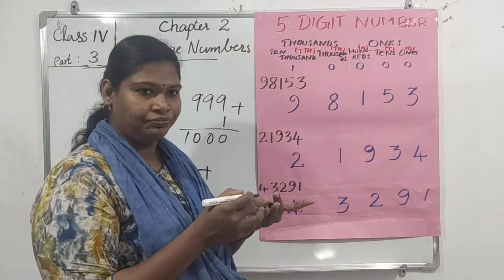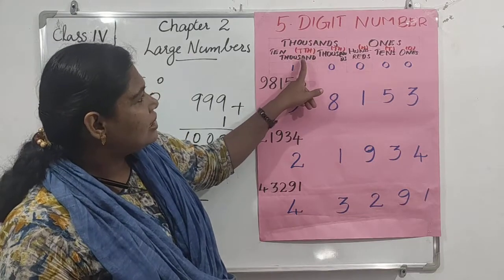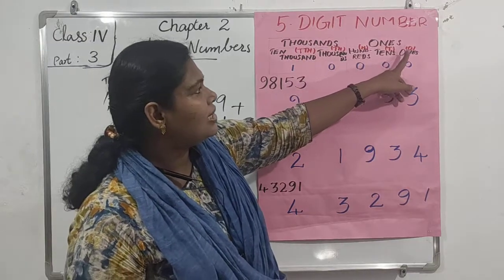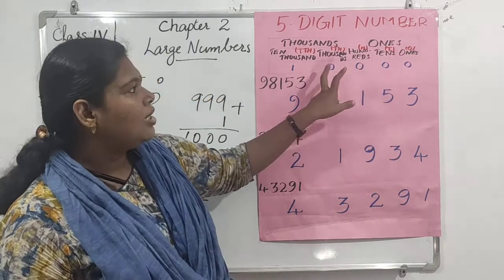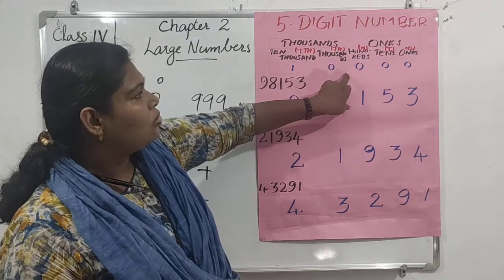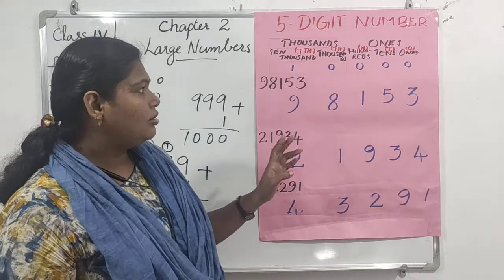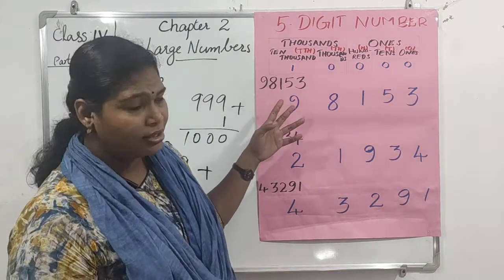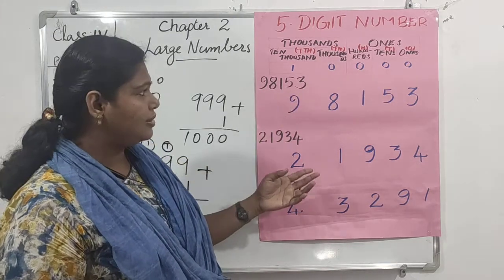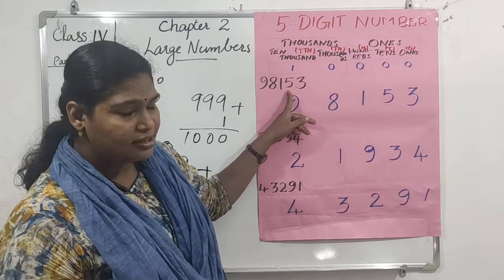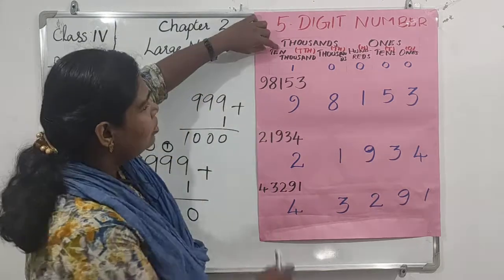Look at the chart. Ones, tens, hundreds, thousands, 10,000. So how to read this? 10,000. Then I wrote it under number 98153. How do we read this? Ones, tens, hundreds, thousand, 10,000.